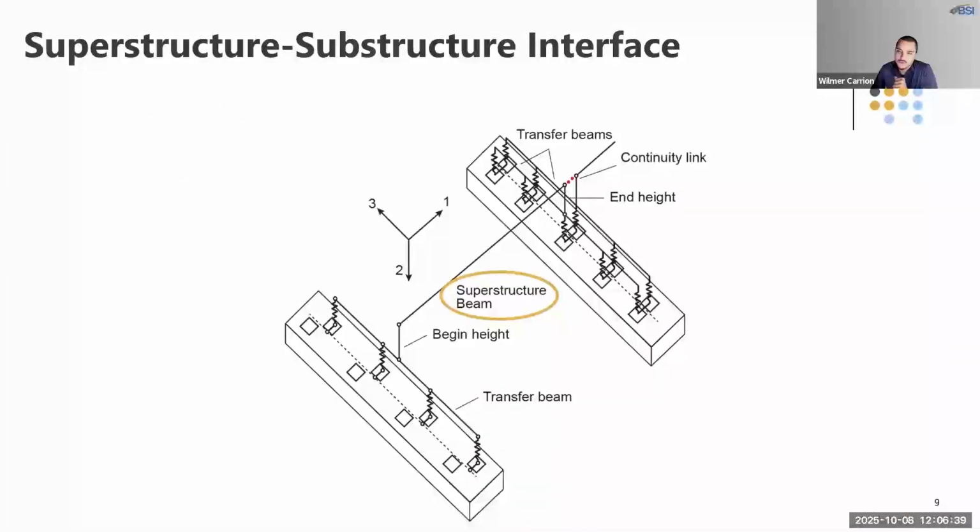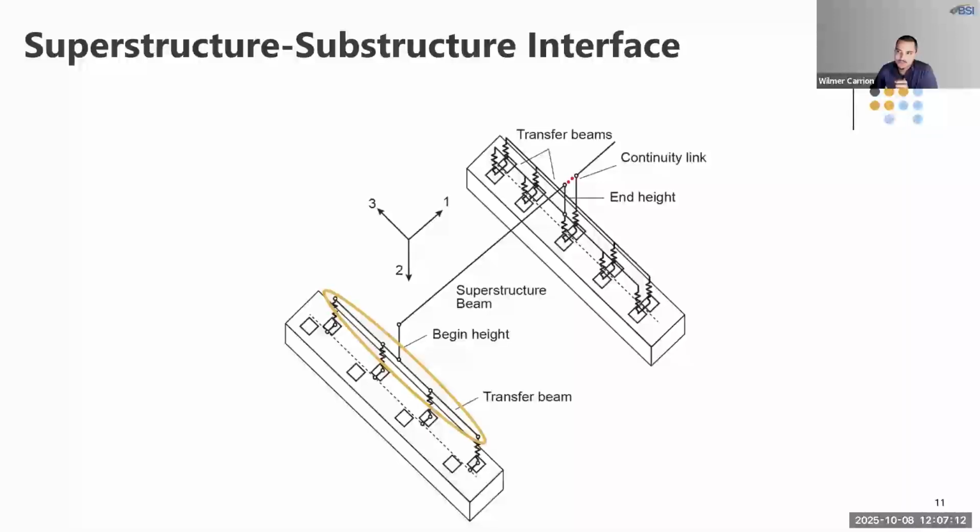Let's go through these intermediate elements in a bit more detail using this schematic. We'll start at the top at the superstructure beam, which is the spine, and then work downward. At the end of the superstructure beam is a stiff vertical member, and that's what we refer to as the vertical link. This vertical link enables connectivity between the superstructure center of gravity and an immediately underlying transfer beam.